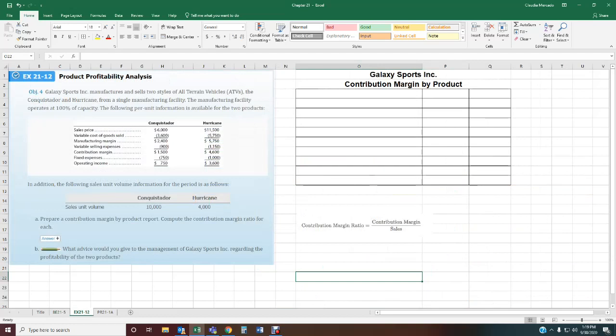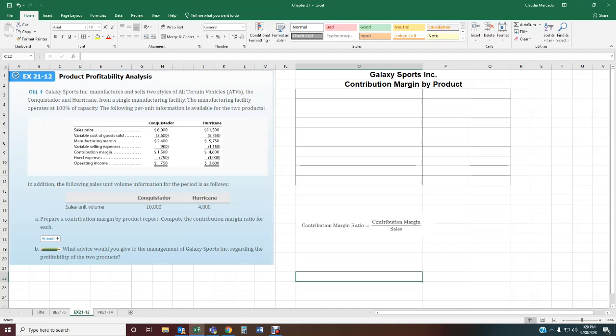The next problem we have is exercise 2112. This problem deals with product probability analysis. It says Galaxy Sports manufactures and sells two styles of all-terrain vehicles, ATVs, the Conquistador and the Hurricane, from a single manufacturing facility. The manufacturing facility operates at 100% of capacity. The following per unit information is available for the two products. So then we have the sales price, the variable cost of goods sold, our manufacturing margin, our variable selling and admin expenses, our contribution margin, our fixed expenses, and our operating income for both the Conquistador and the Hurricane.